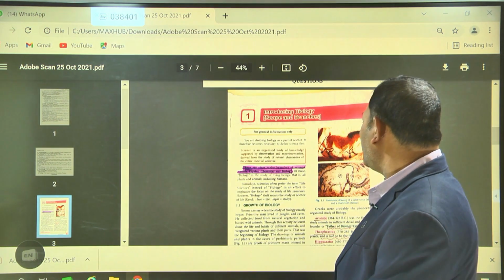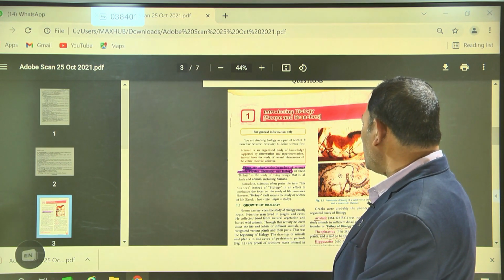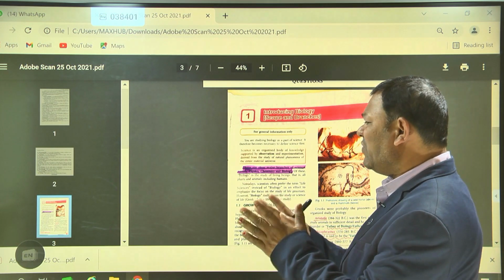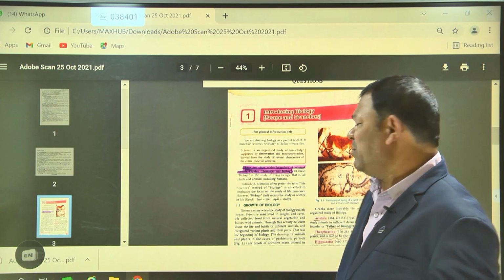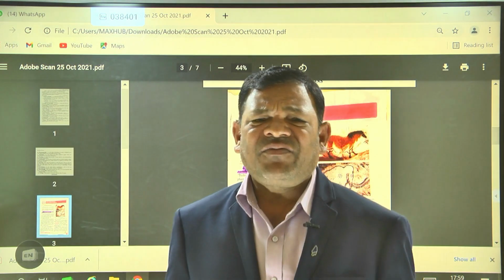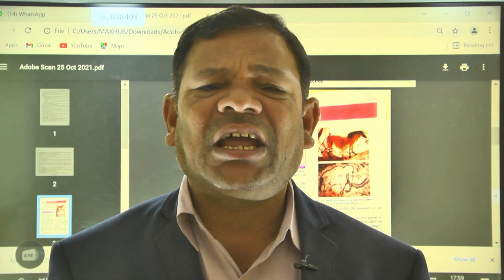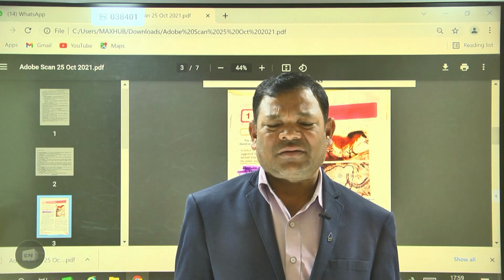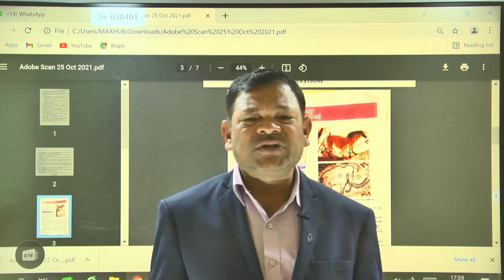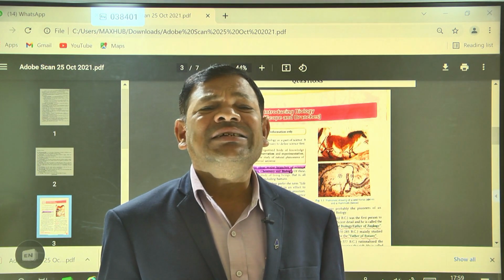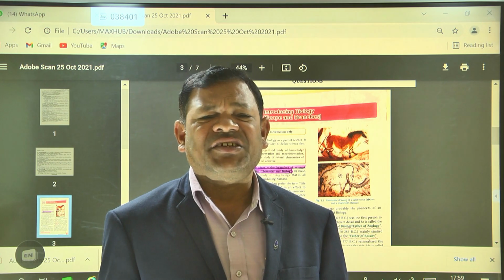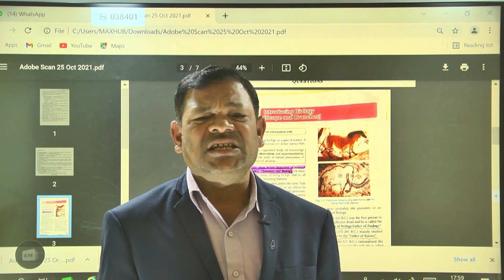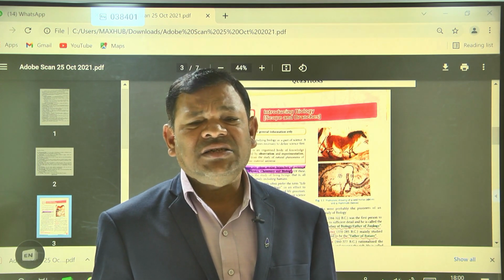The word biology is derived from the Greek language. Bio means life, logos means study of. Biology is the study of living things like plants and animals. The word biology was first used by the scientist Jean-Baptiste Lamarck. Biology is a branch of science. It deals with plants, animals and human beings.